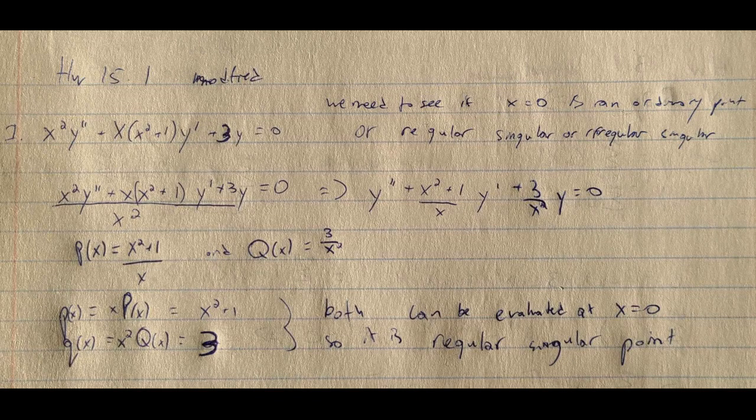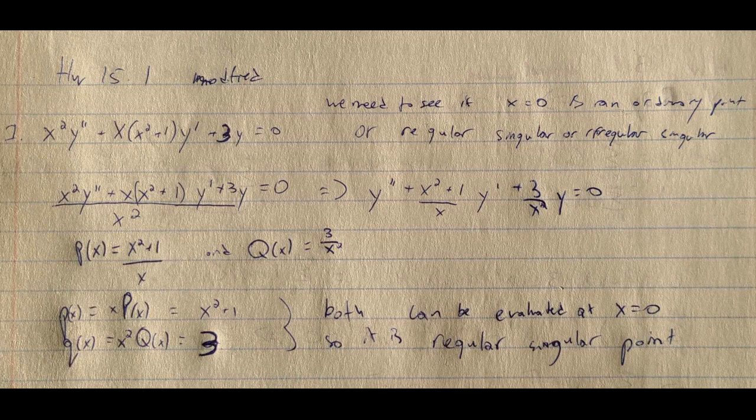Let's see, can you see it? Yeah. Okay, so this is 15.1 modified. The question is, over there it says in problems 1 to 3, determine if x equals 0 is an ordinary point, a regular singular point, or an irregular singular point. So I did a variation of the first one: x squared y double prime plus x (x squared plus 1) y prime plus, instead of 2, I have 3y equals 0.